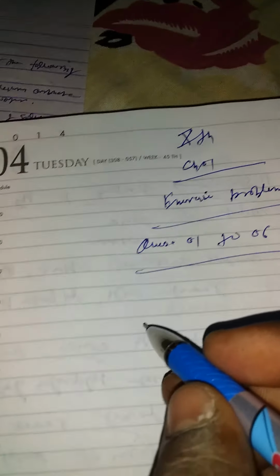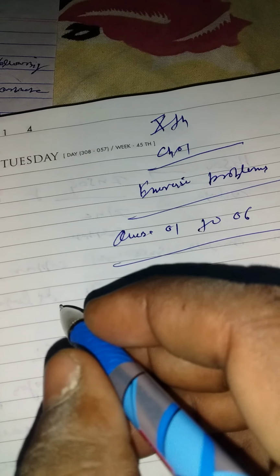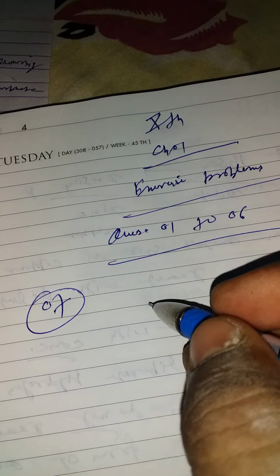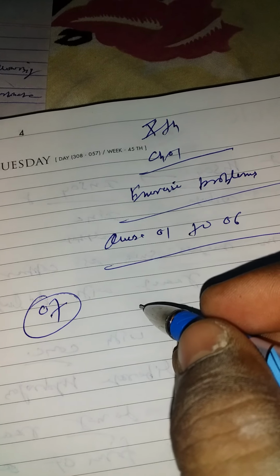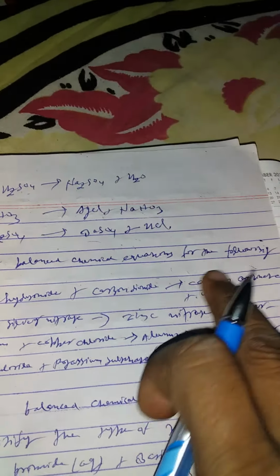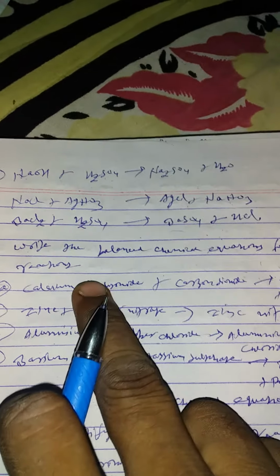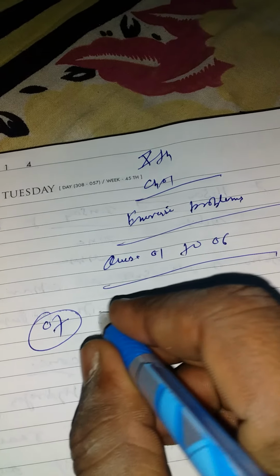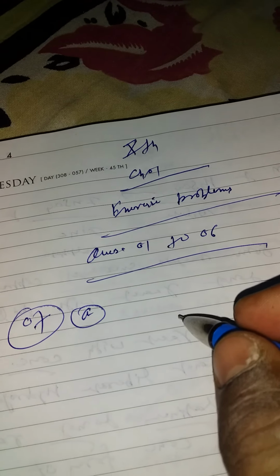Today let us start question number 7 of chapter 1. Question number 7 is: write the balanced chemical equations for the following reactions. Question number 7a.